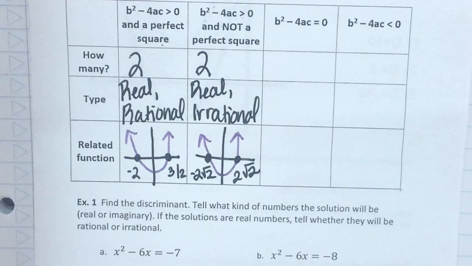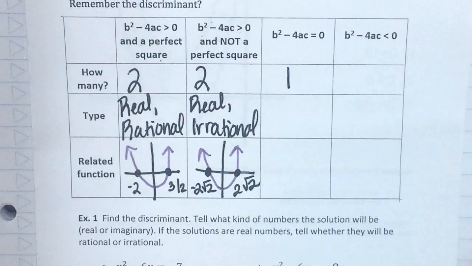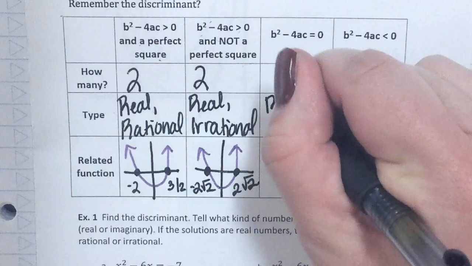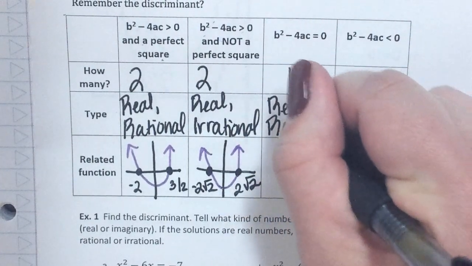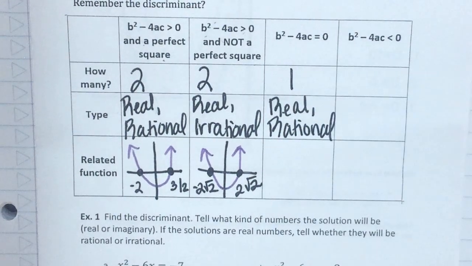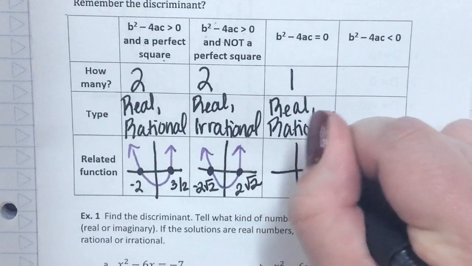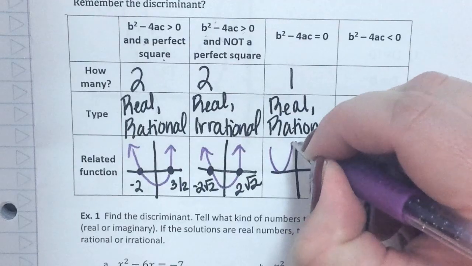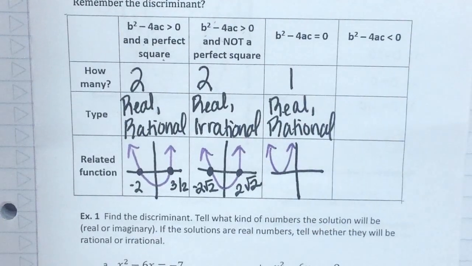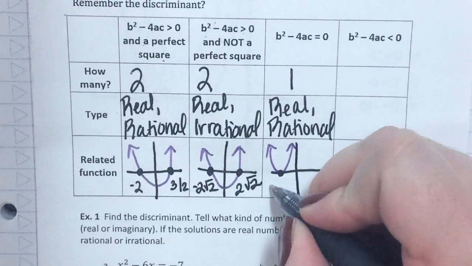Okay, if my discriminant is equal to 0, how many solutions will we have there? 1. And it will be real, and it will be rational. Because you can take the square root of 0, it's 0. Yeah. So what that looks like graphically on a function is something whose x-intercept is also the vertex. And let's say that's -3.